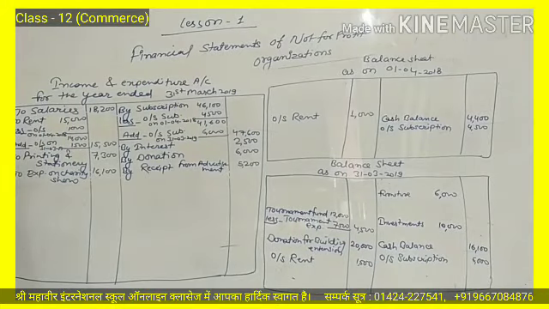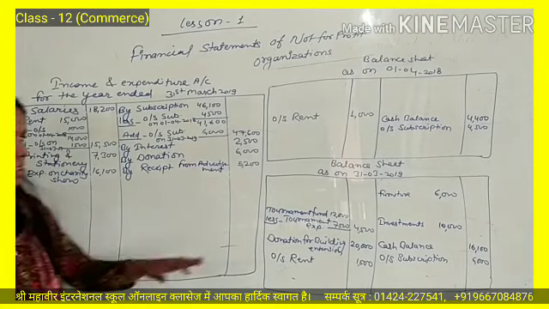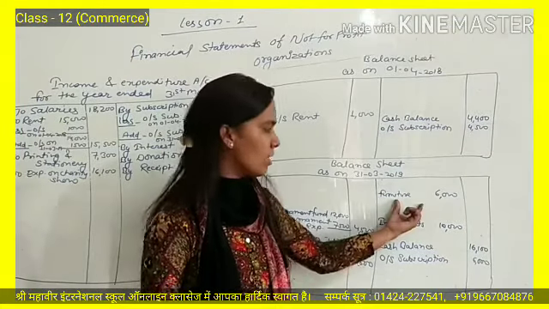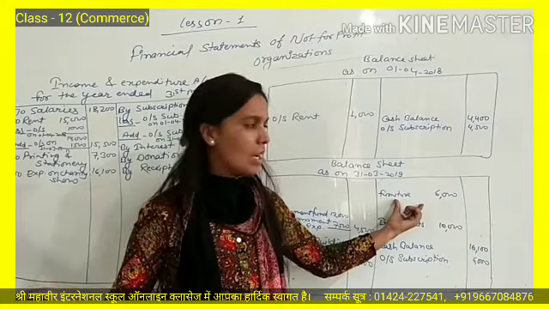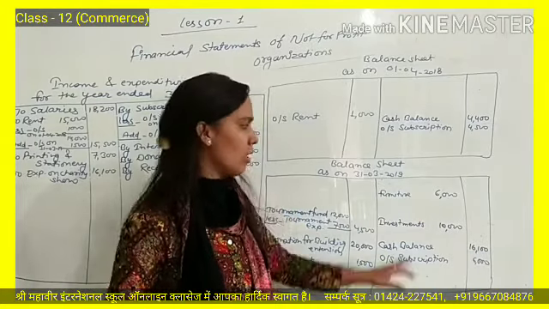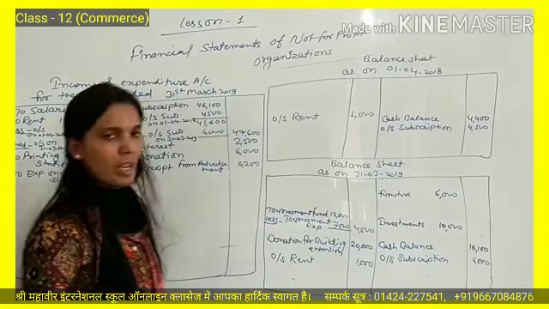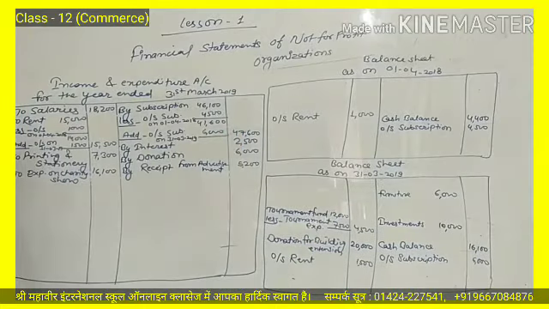Furniture was purchased on 1st July 2018. Which furniture we purchased? That we have shown in the balance sheet, 6,000 rupees. Actually this 6,000 was in the receipt and payment account. It means during the year you purchased this furniture, 6,000 rupees, on 1st July 2018. On 1st April 2018, the club had furniture valued 8,000. This is the opening value of furniture, means this is the opening furniture.